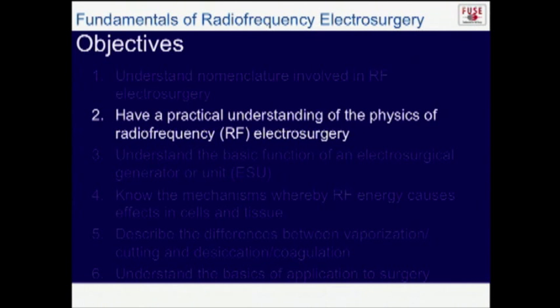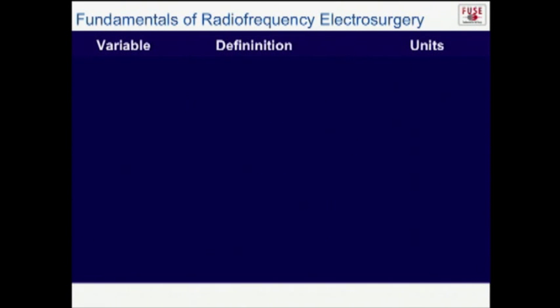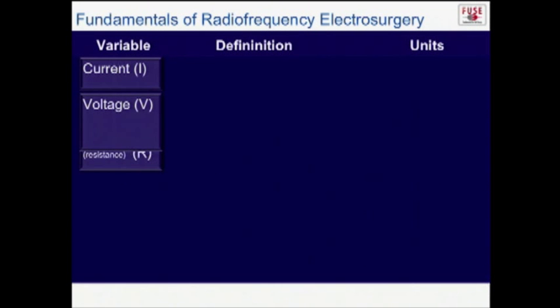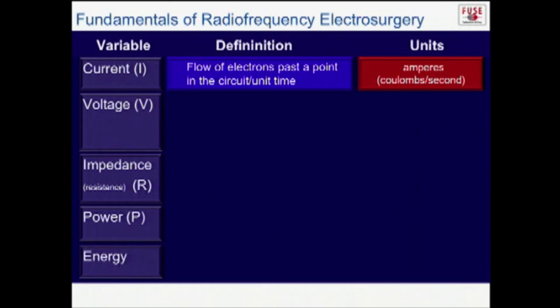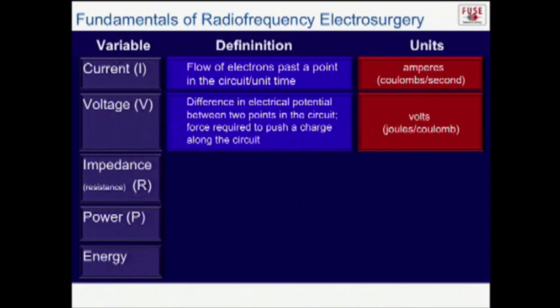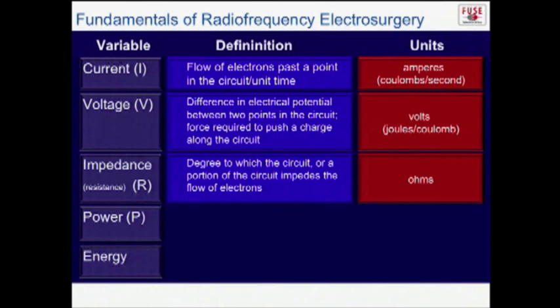Well, let's look at a few little pieces of physics that we really need to understand. And I'm going to go through this quick table and describe current, voltage, impedance, power, and energy. And at the top, current is the flow of electrons past a point in the circuit. So it's measured in amperes, which is coulombs per second. Voltage is really a difference in electrical potential. So the voltage is measured in volts, which is joules per coulomb.